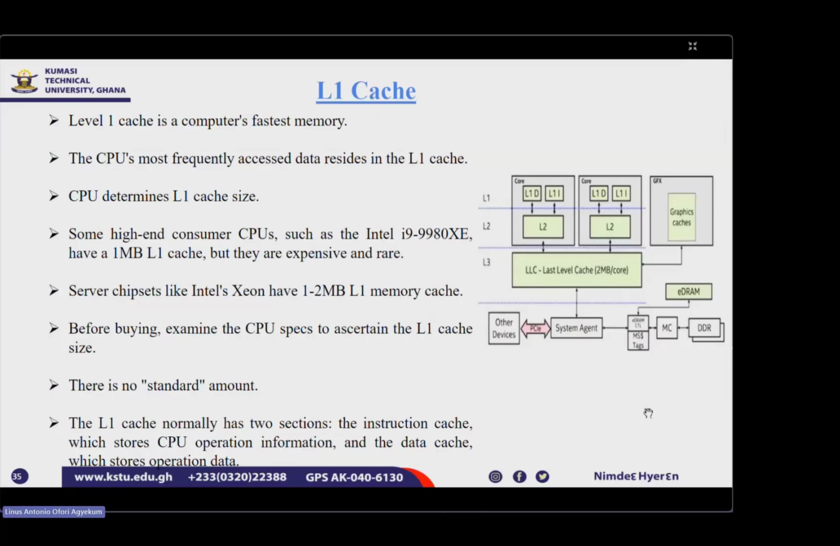However, it is the CPU that determines the size of the cache. So the Intel i9 has a 1 megabyte level 1 cache, but they are very rare. It's not common to find them. Then another chipset like the Intel Xeon has 1 to 2 megabytes of L1 memory.